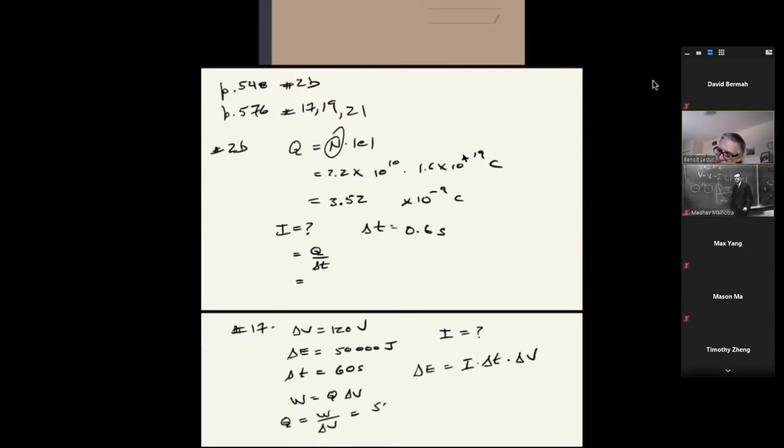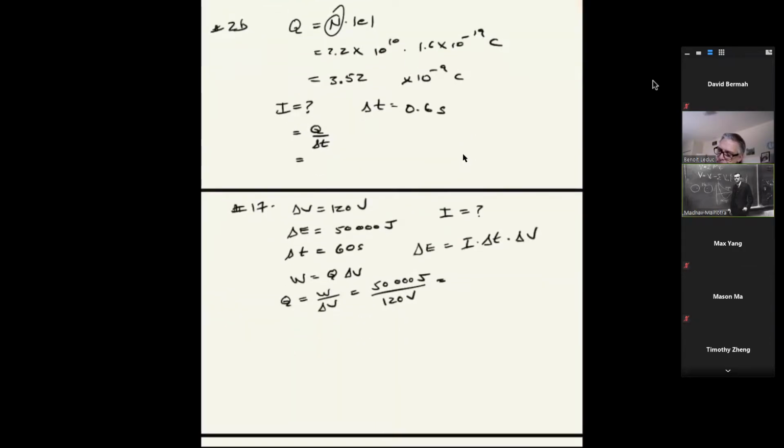So it'll be like 50,000 joule divided by 120 volts. And what did it give you? I got 417 coulombs. Okay. And then what did you do next? I figured out the current with the formula I equals Q over change in T.